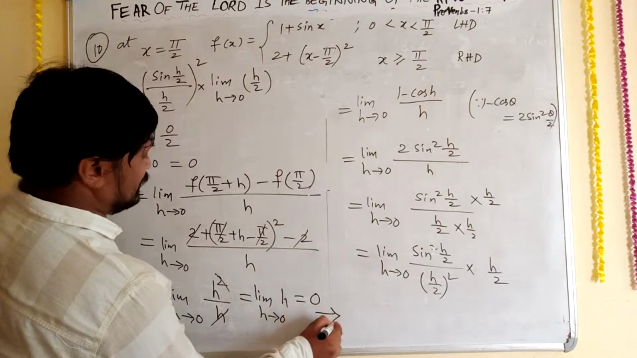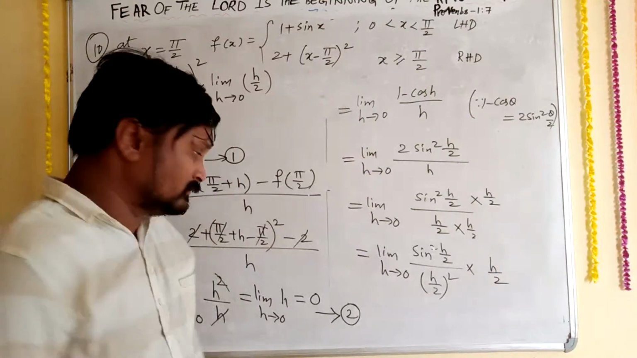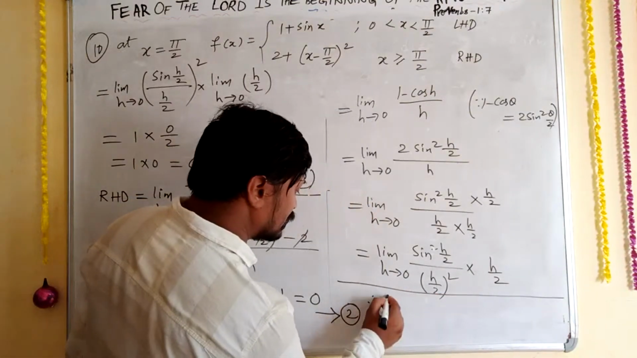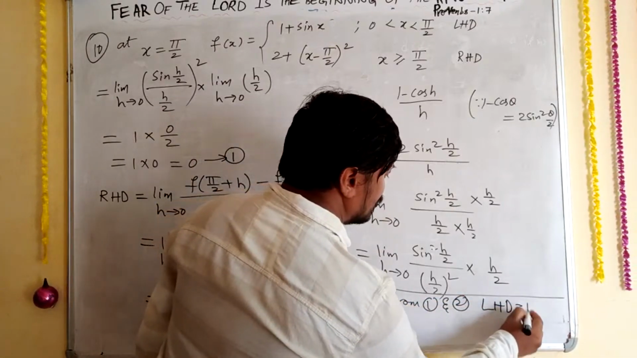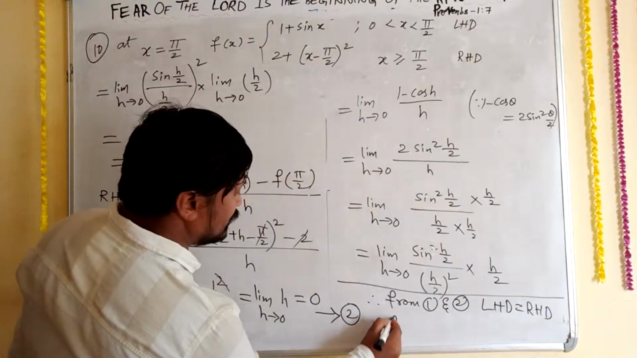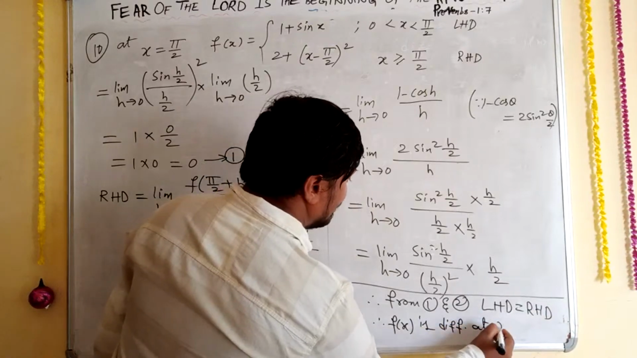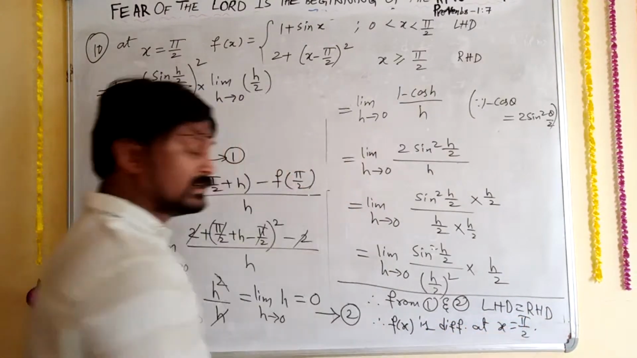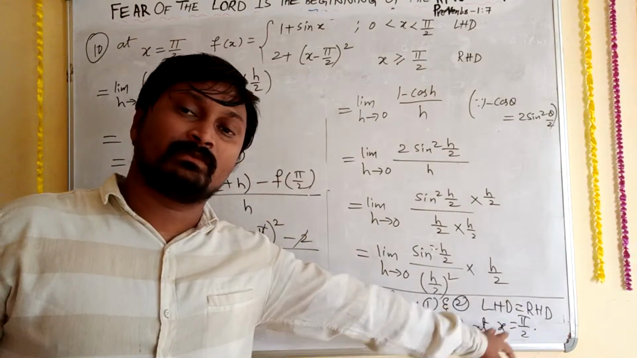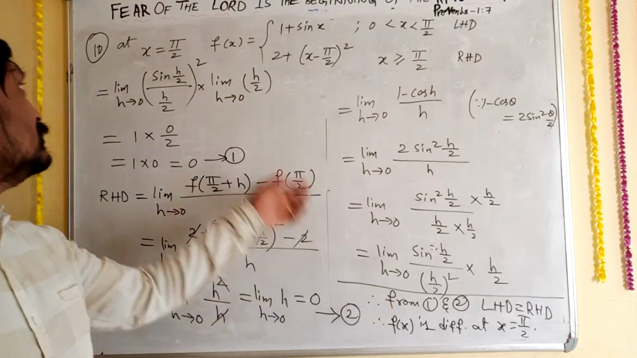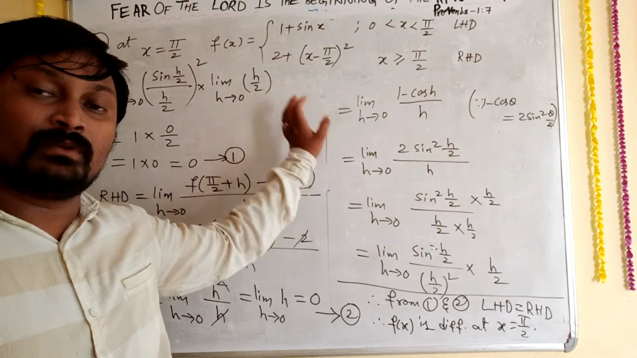You are going to get 0 as your equation number 2, previous one as equation number 1. So from 1 and 2, at last here I am writing that, therefore from 1 and 2, LHD is equal to RHD. Therefore, f of x is differentiable at x is equal to pi upon 2. Clear now? In this way we have to solve. So both you got as 0, so at x is equal to pi upon 2 these both are equal. Therefore, it is differentiable at x is equal to pi upon 2.